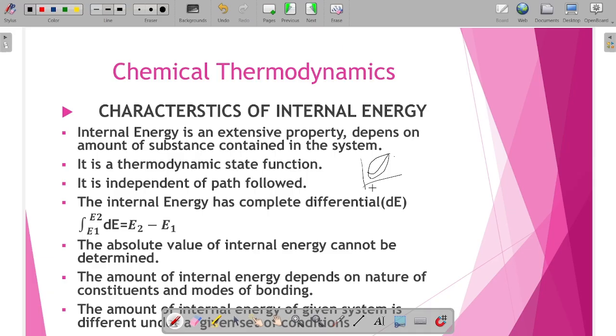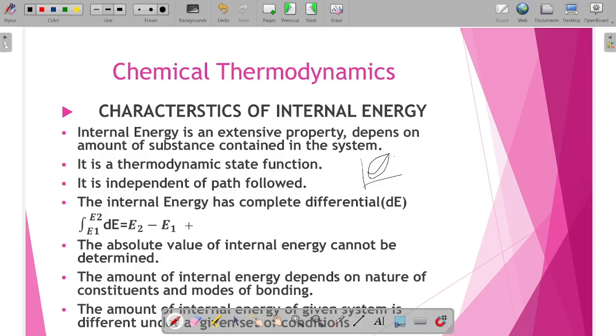So this is the factor. The internal energy has a complete differential. That means you can write the integral of dE from lower limit E1 to upper limit E2 as E2 minus E1. So your change in internal energy can be found out with this expression. That is why we say that internal energy has a complete differential.